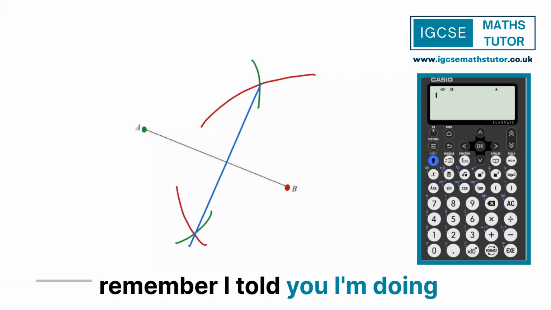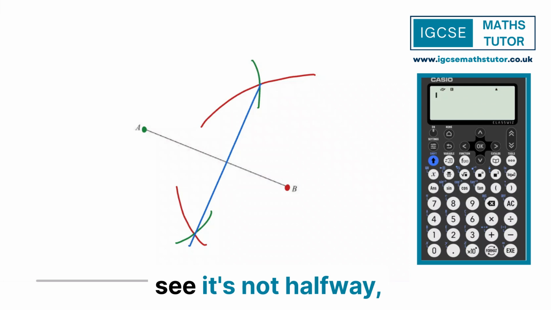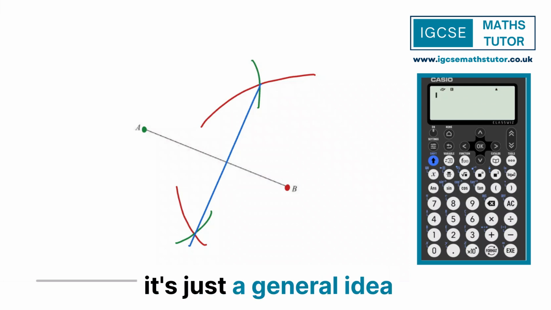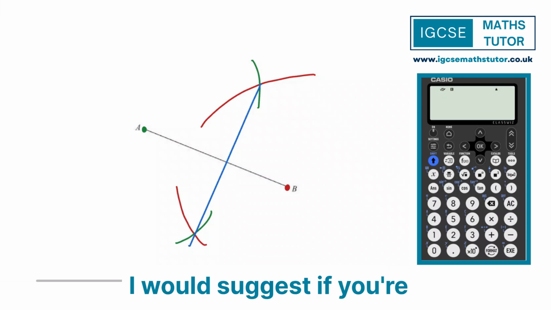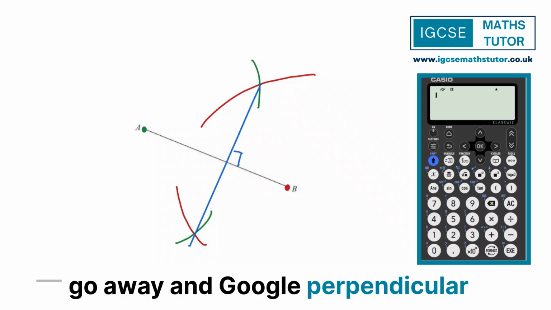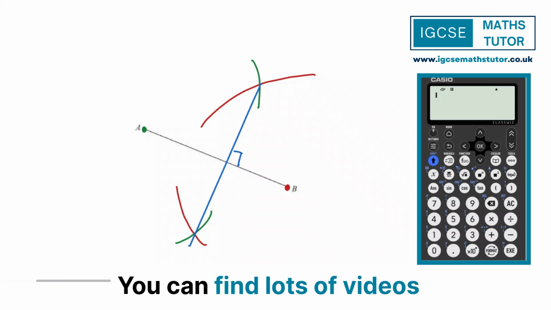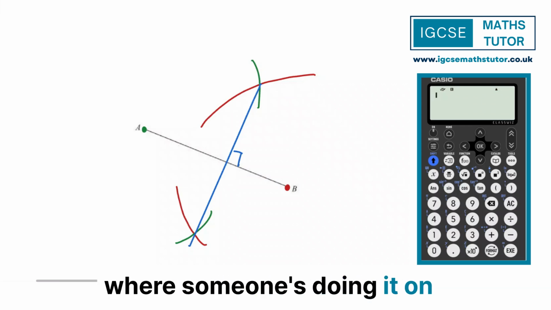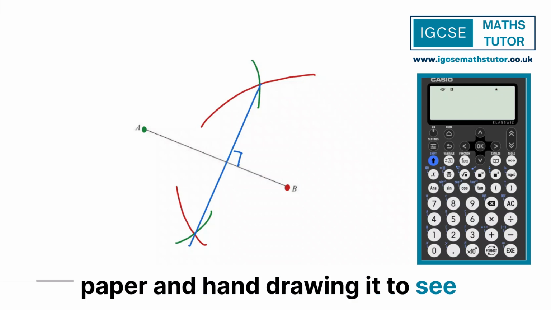Now remember, I told you I'm doing this roughly, and you can see it's not halfway. It's just a general idea of how you do it. I would suggest if you're unsure how to do this, go away and Google perpendicular bisector. You can find lots of videos where someone's doing it on paper and hand drawing it to see exactly how you do this.